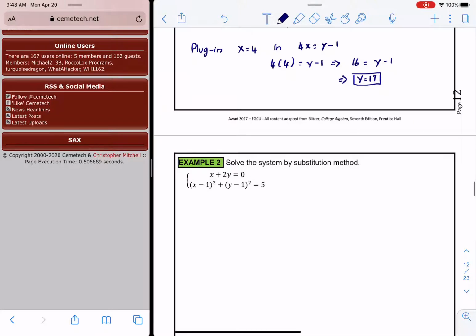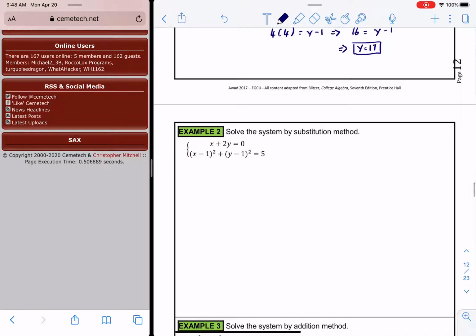Here we have a slightly more complicated example. Now, substitution has to be done carefully. If you pick the wrong one to substitute, you would have a challenging time in solving the system. So the easiest approach here would be to take that equation and rewrite it as x is equal to minus 2y. So I can take x is equal to minus 2y and plug it in the second equation.